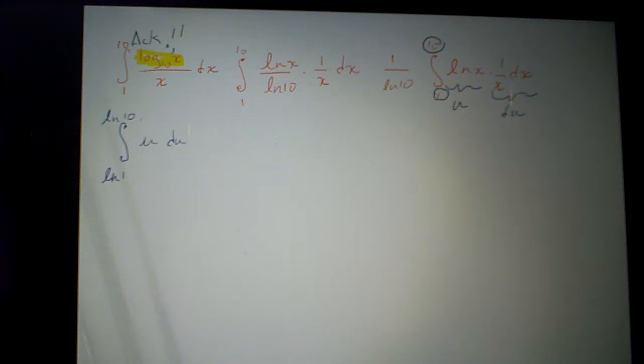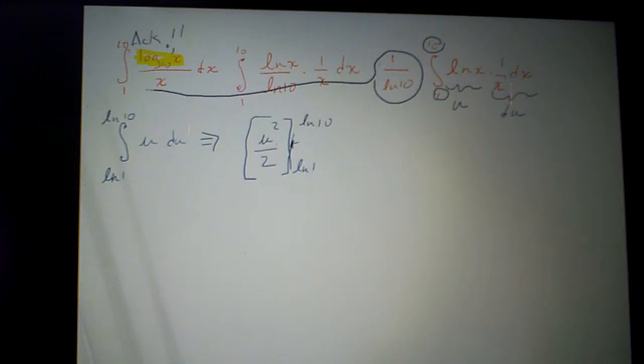But in reality, when I do, as long as I recognize and do some rewrites, I'm integrating u to the first. And integrating u to the first is just my old power up, u squared over 2, plus, nope, don't need plus c. And I'm at ln 1 and ln 10. But don't forget that I still had my 1 over ln 10 there, so of course I have it here as well.